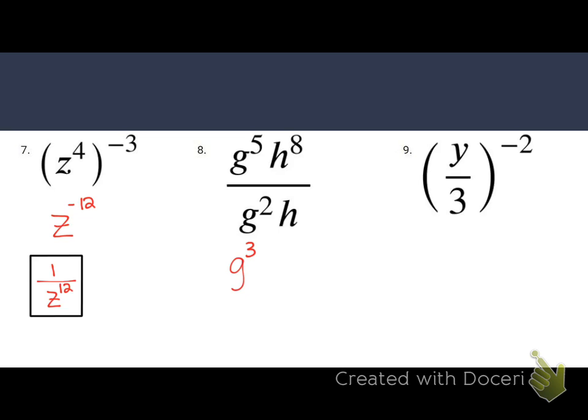Our second base is h. What are we subtracting? 8 minus 1. Very good. So we have to remember that if there's not an exponent written there, it has an exponent of 1. So 8 minus 1 is 7. So h to the 7th. Do we need to turn this into a fraction? No, none of our exponents are negative. We can just leave it alone.